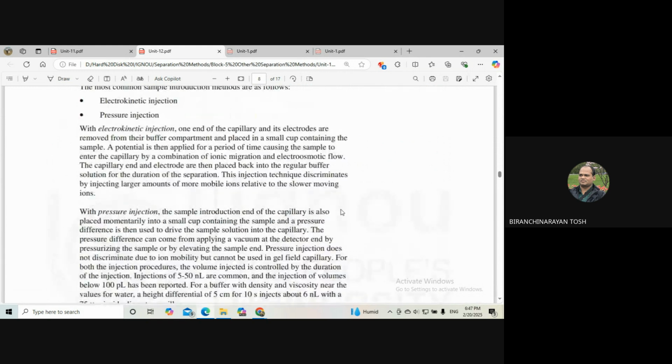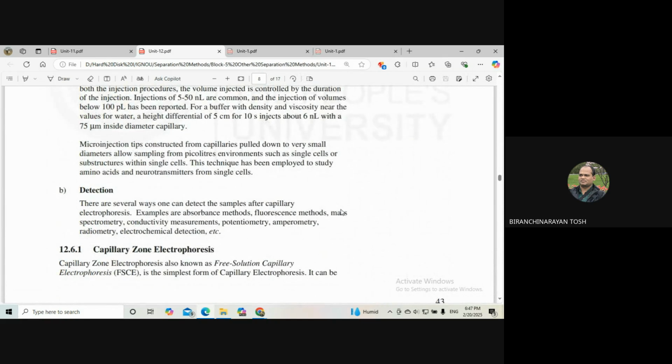In the detection, there are several ways one can detect the sample after capillary electrophoresis. Examples are absorbance method, fluorescence method, mass spectroscopy, conductivity measurement, potentiometry, amperometry, radiometry, electrochemical detection, all these things. Then the capillary zone electrophoresis.